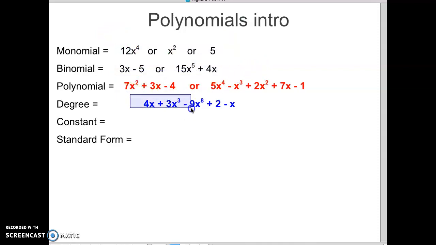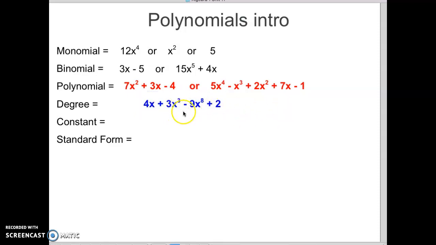This next one has not been put in standard form. If it was in standard form, the negative 9x to the 8th would have gone first, followed by the 3x to the 3rd, and then so on and so forth. Oh, and I see I have an extra x in here. Oh, well, we'll get rid of that.